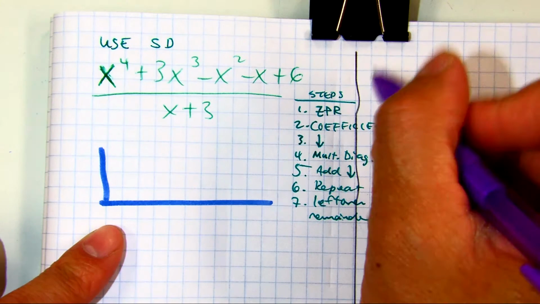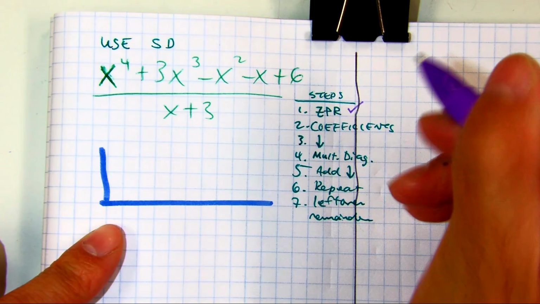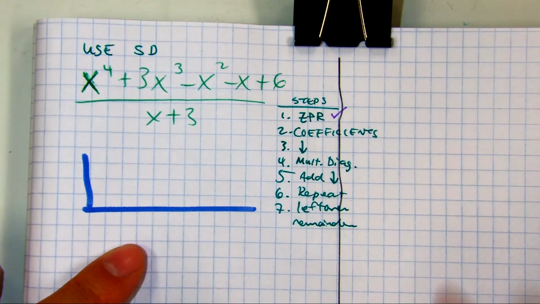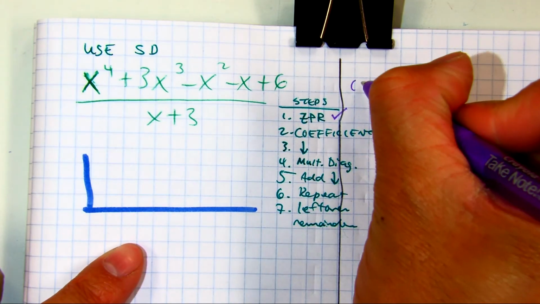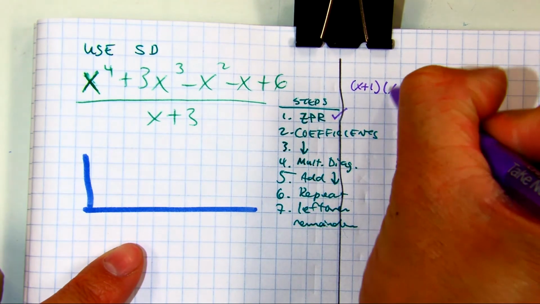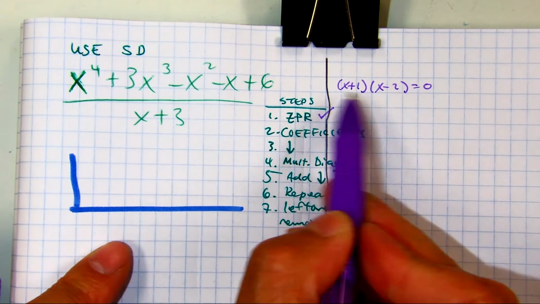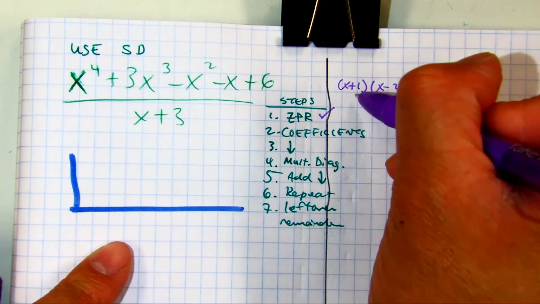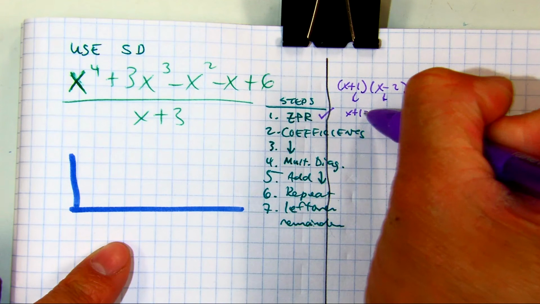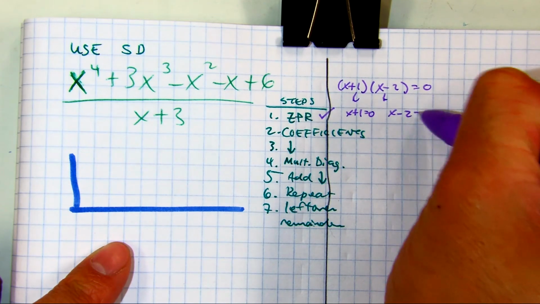Number 1, zero product rule. Now, let me first off say that the zero product rule is like a binomial, something like this: x plus 1, x minus 2 equals 0. Something times something equals 0, then one of these has to be 0. So what would you do? You set each of those equal to 0, right? Do you guys remember that?